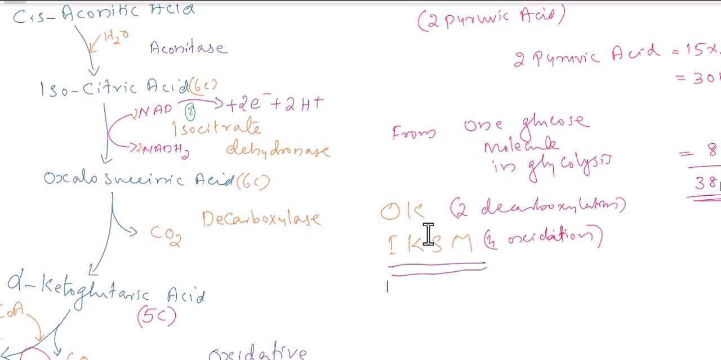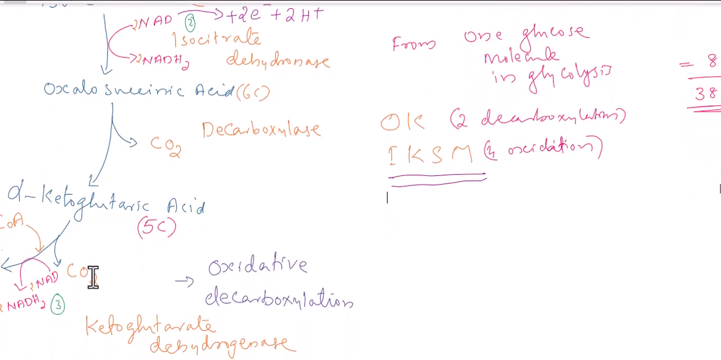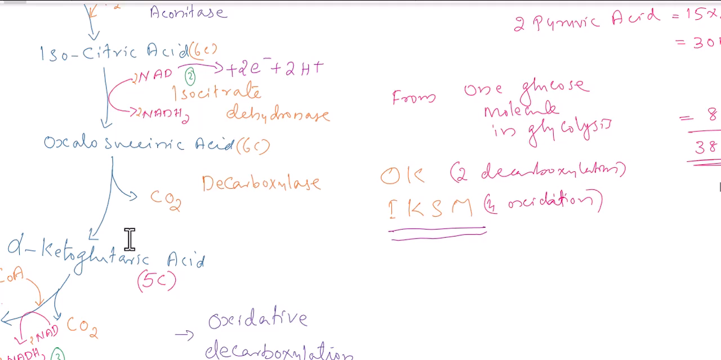And how many decarboxylations? 2 molecules undergo decarboxylation: oxalosuccinic acid, you can see here, and ketoglutaric acid. So that is the answer. Both the molecules undergo decarboxylation. So that is the overall process here: Krebs cycle has 4 oxidations and 2 decarboxylations.